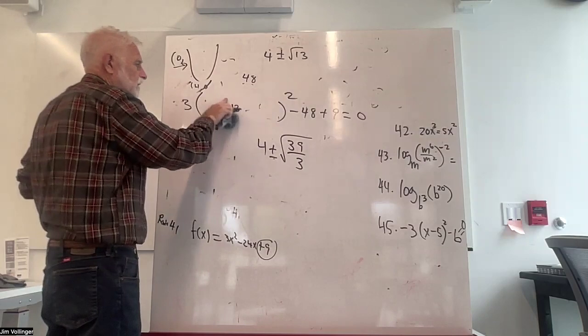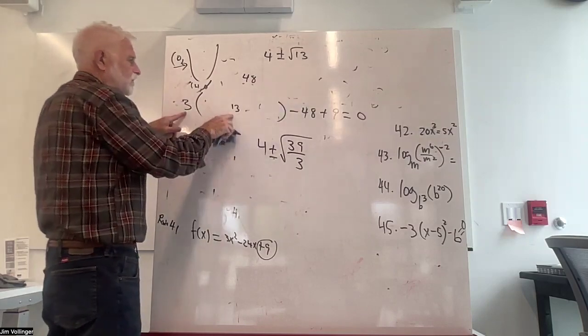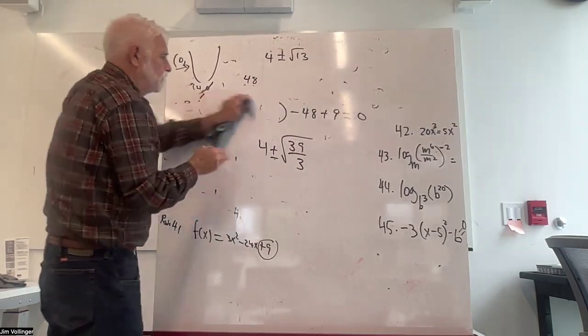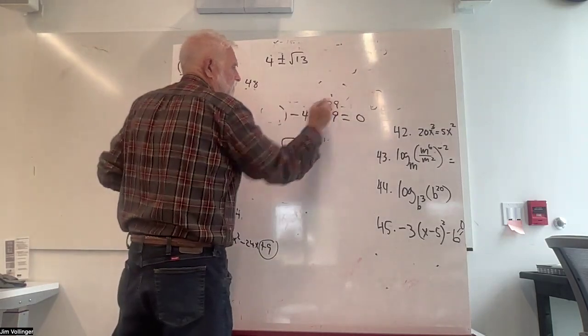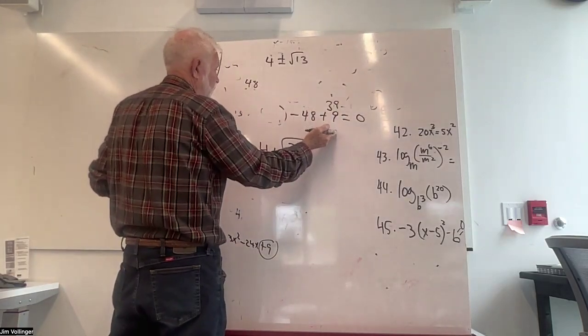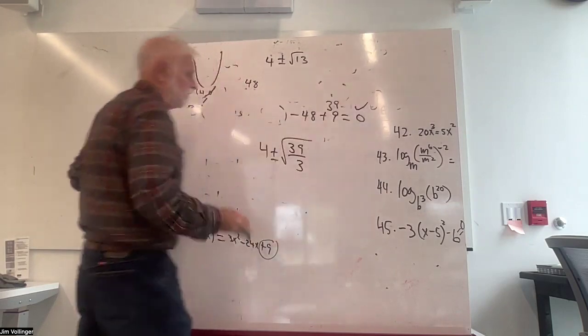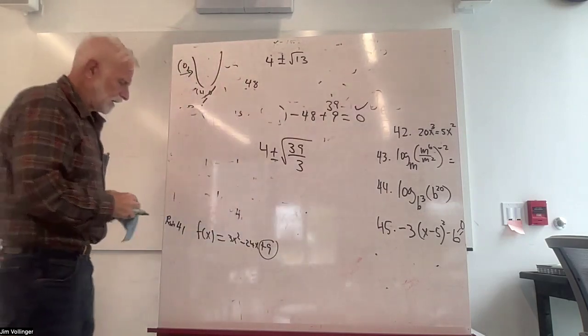Squaring the square root gets you what's inside. 3 times 13 is 39. 39 plus 9, correct me if I'm wrong, it's 48. 48 minus 48 is 0. If you want to do the quadratic formula, be my guest.